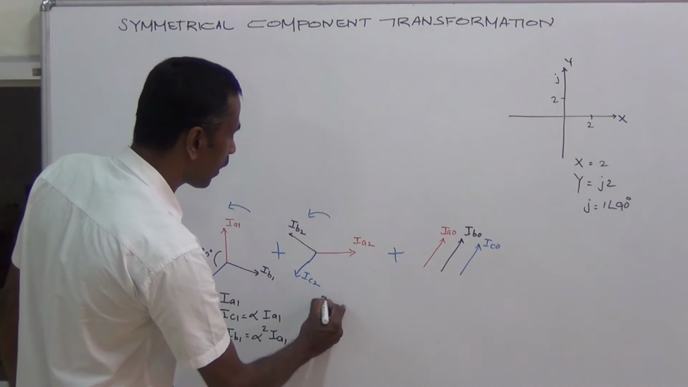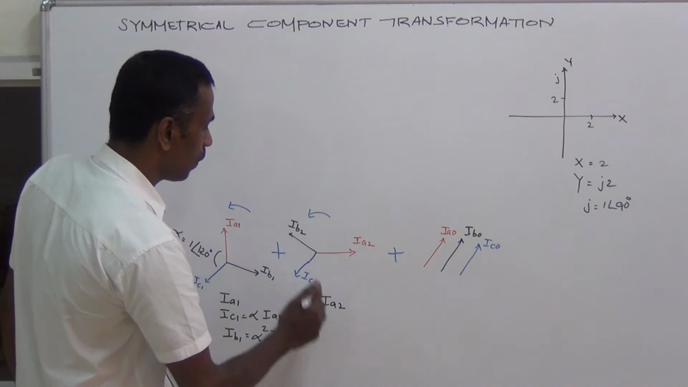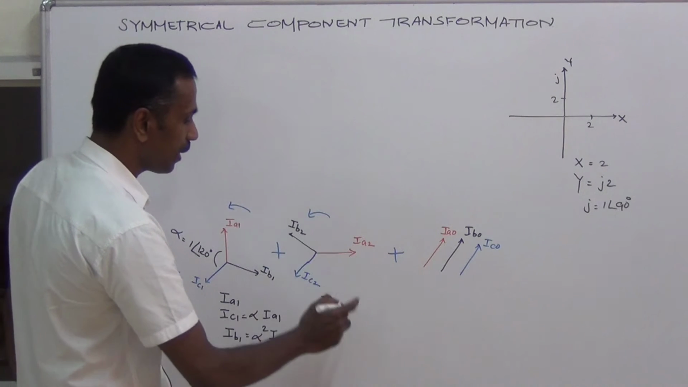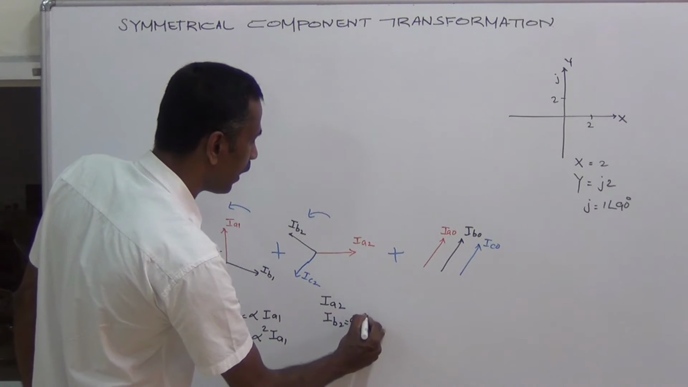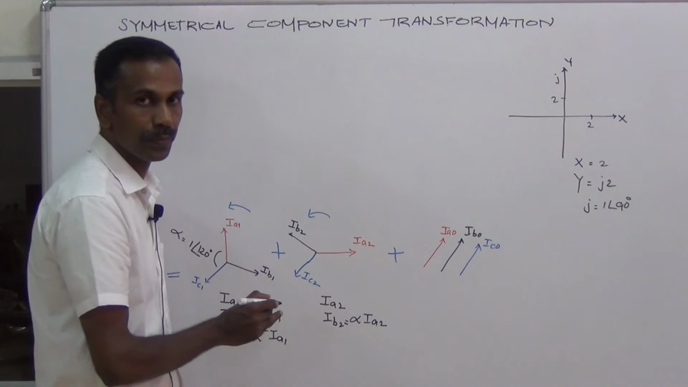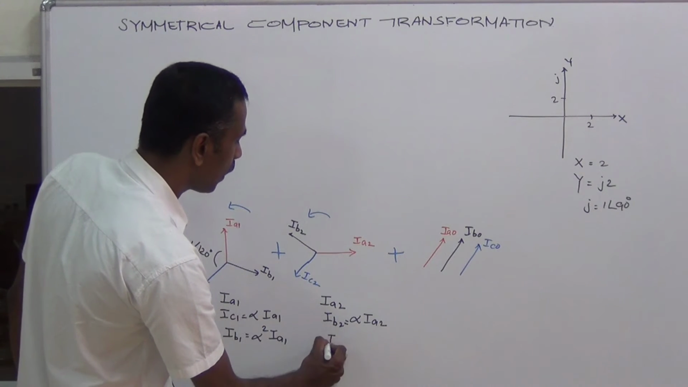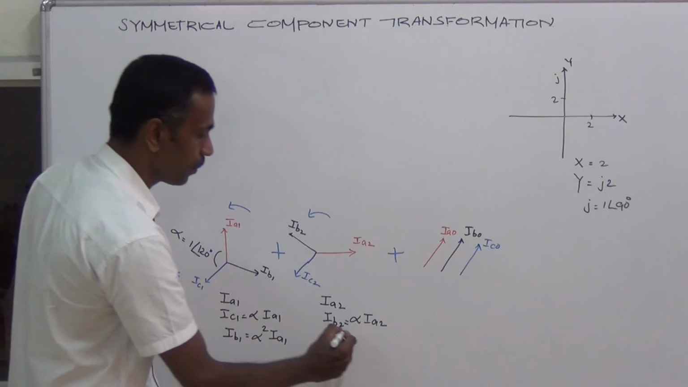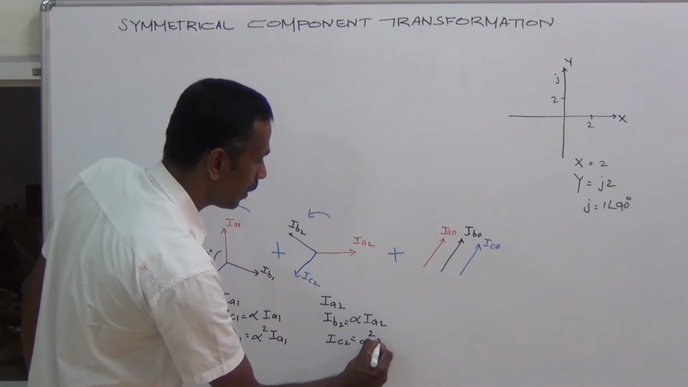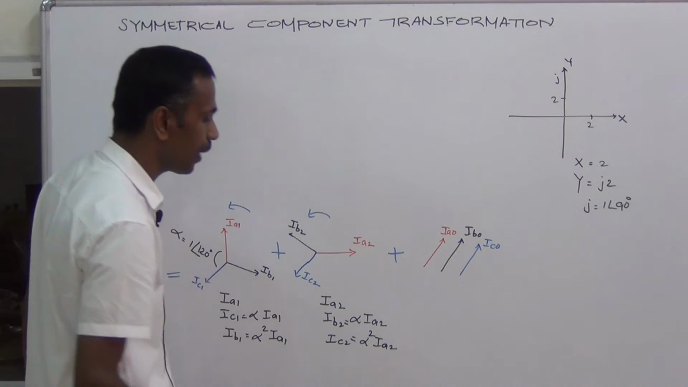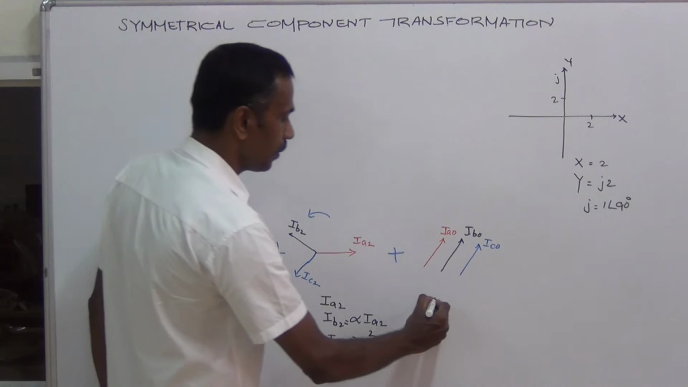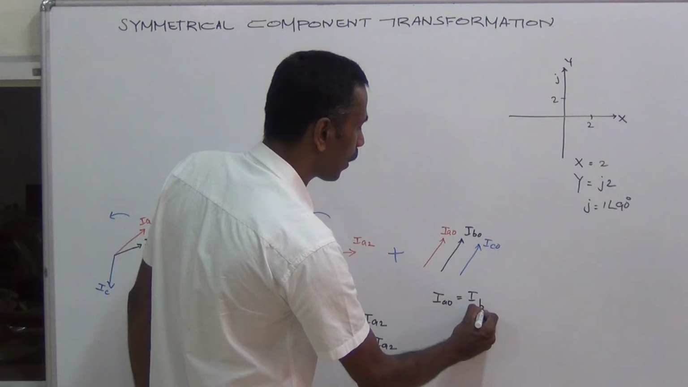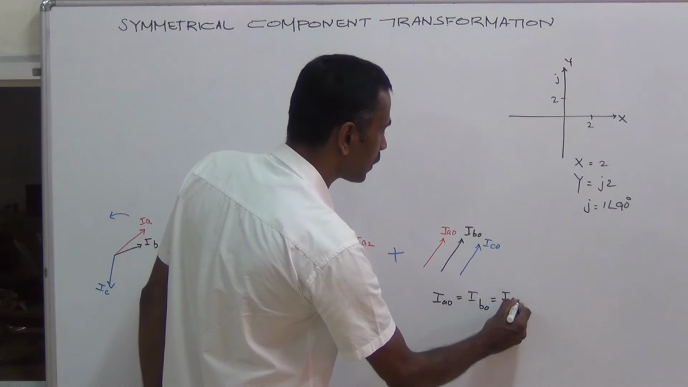Here IA2 is the reference vector. IB2 leads IA2 by 120 degrees. So it is alpha into IA2. IC2 equals alpha into IA2 because it leads IA2 by 240 degrees. When it comes to the zero sequence vectors, all are equal. IA0 equals IB0 equals IC0.